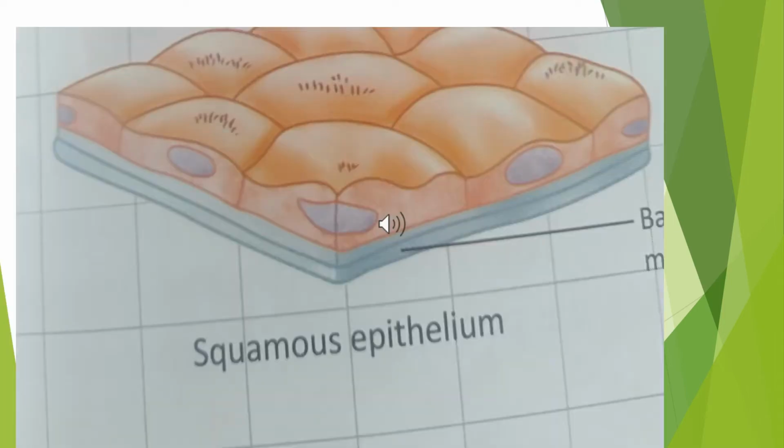Look at the picture. Squamous epithelium. It is made up of a single thin layer of flattened cells with irregular boundaries. They are found in the kidney glomeruli, air sacs of lungs, lining of heart, and blood vessels. The main functions are forming a diffusion boundary and filtration sites.